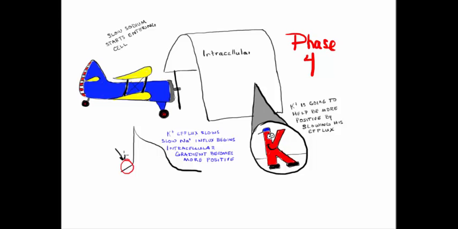So the steeper the slope of phase 4 is, the quicker depolarization is going to occur. Or another way to put it is, the slope of phase 4 determines the automaticity of the cell.